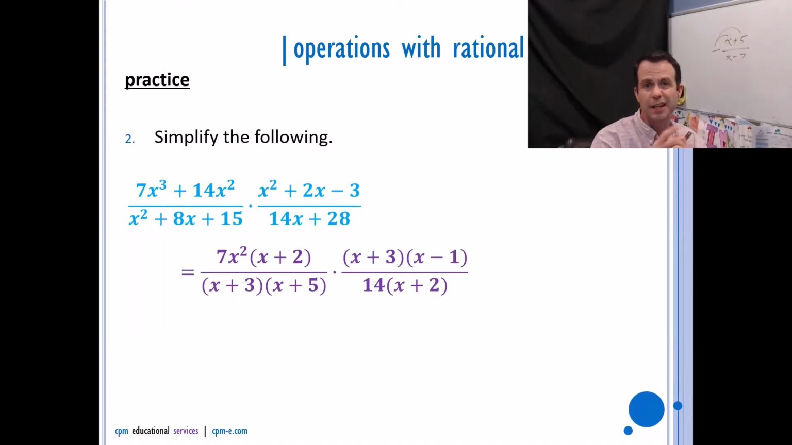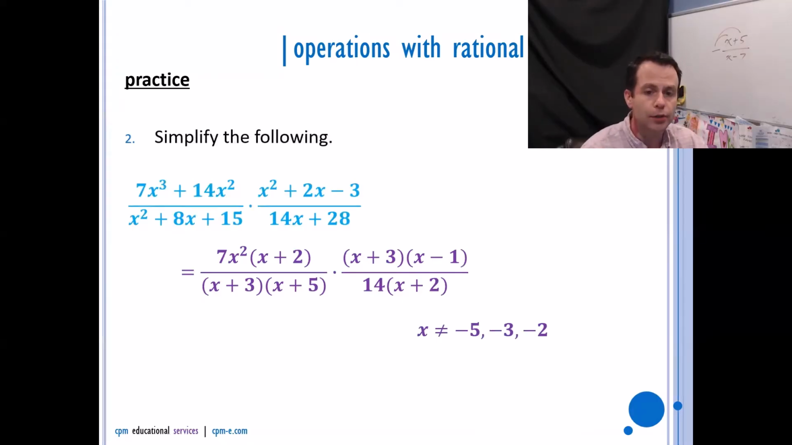For step 4, that's kind of the new step 4. So I have it all in factored form. Now I want to state my NPVs. So x can't be -3, x can't be -5, and x can't be -2. Remember, I don't care about anything on the top. So -5, -3, and -2.